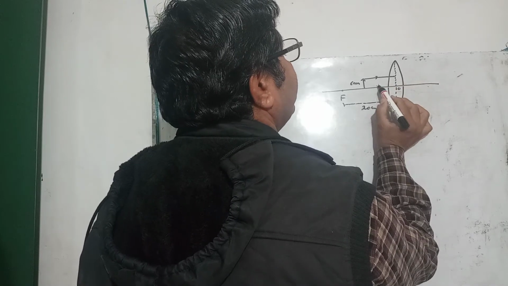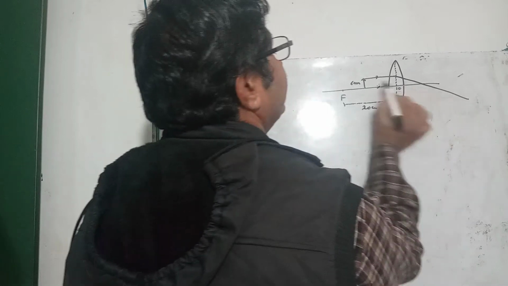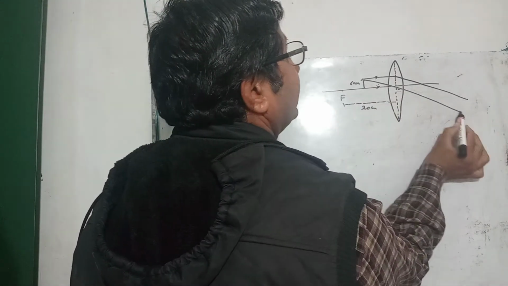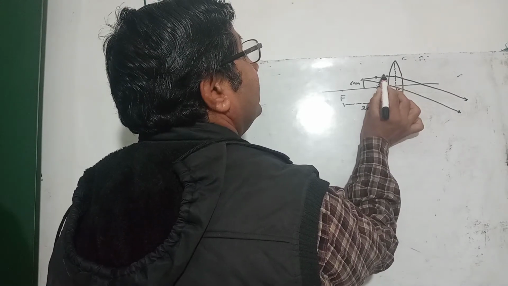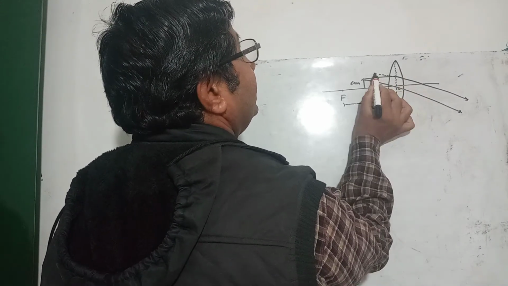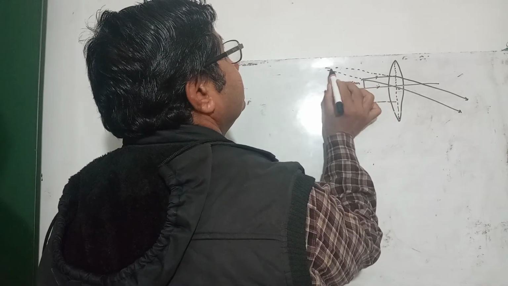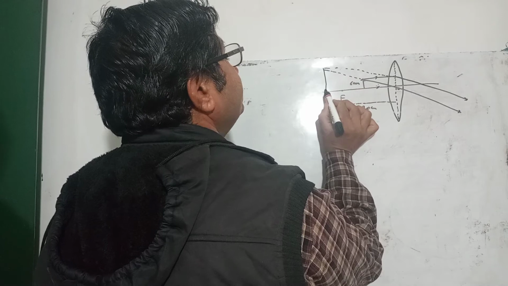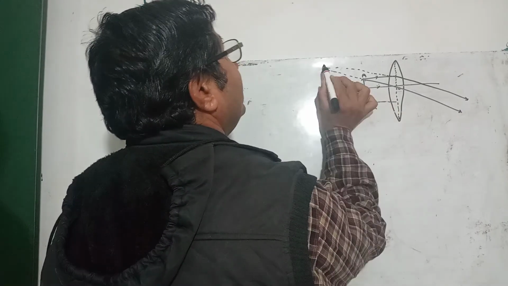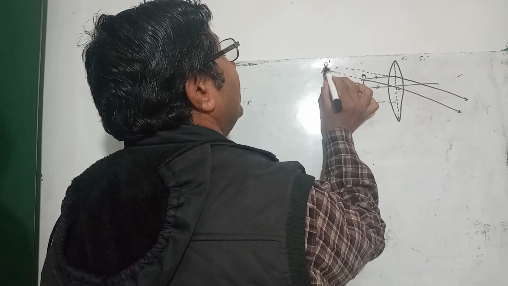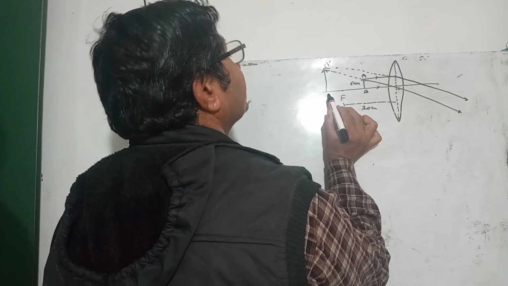When the ray parallel to the principal axis passes through the focus and the optical center, they will diverge. When we draw these lines backward, they meet. The position of the image will be behind the focus.